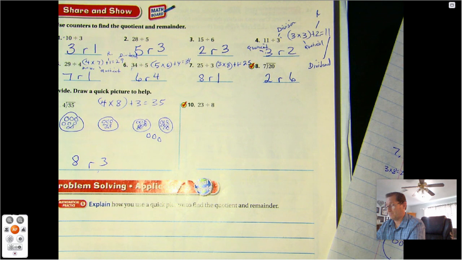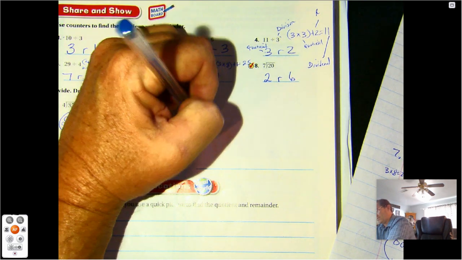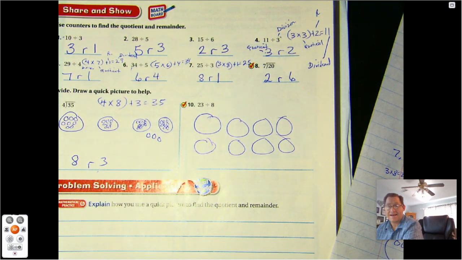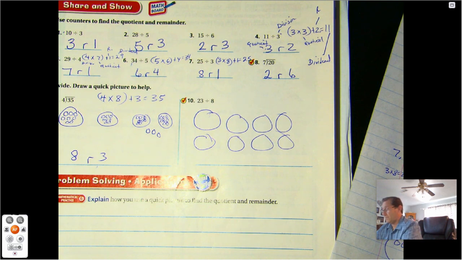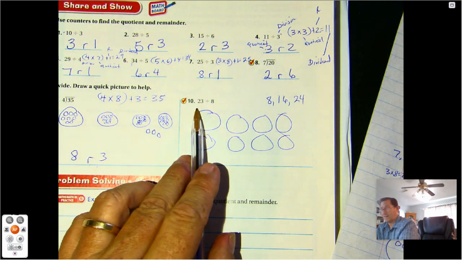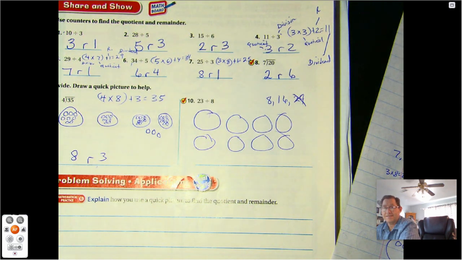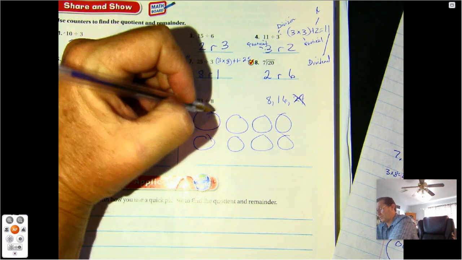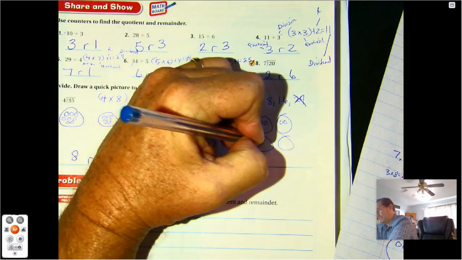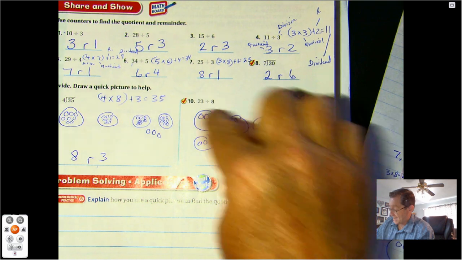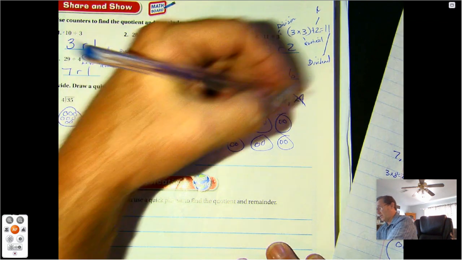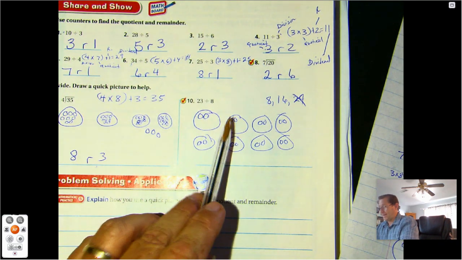Fine. Okay, our next one, we have 8 groups. So 8, and I have to get to 23. Well, 8, 16, 24. 24 is too big, right? I can't get a full 8 in. So I'm going to have 2 in each group, because there was 2 groups of 8. So there's 8 groups. If I put 2 in each one of those groups, I get 16. Well, 16, 17, 18, 19, 20, 21, 22, 23.